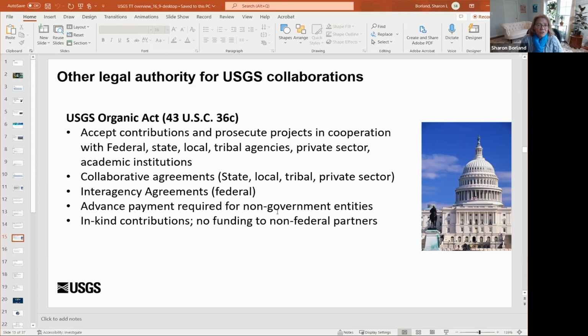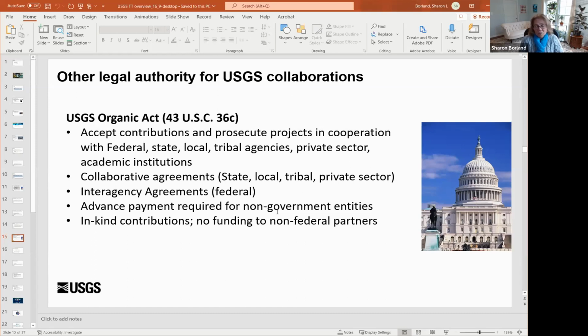It allows the USGS to accept contributions and also to conduct projects in cooperation with other entities: federal, state, tribal, private sector, and academic. We use what we call collaborative agreements when we're using this authority. And we can also cite this authority in interagency agreements. So, we've done many agreements with other federal agencies that cite this authority, as well as probably the more commonly known authority of the Economy Act.